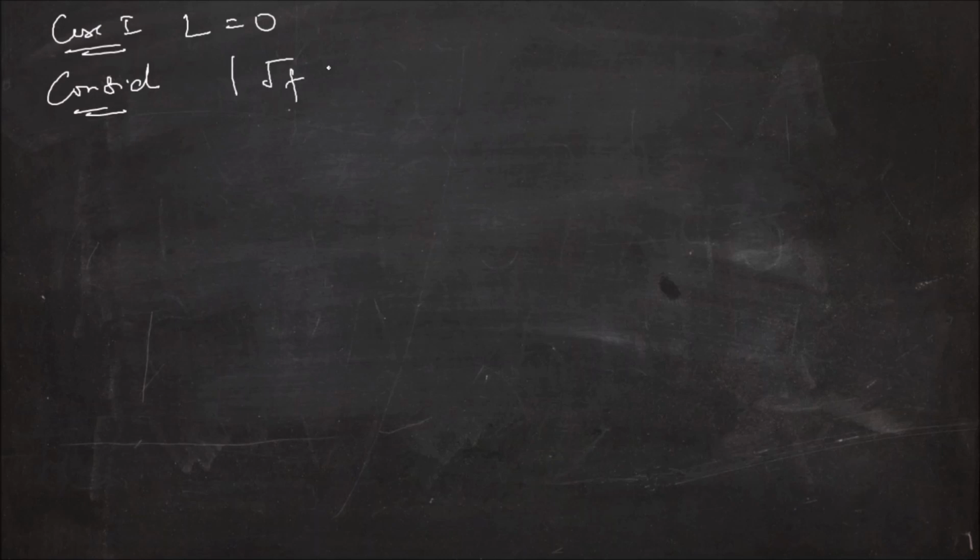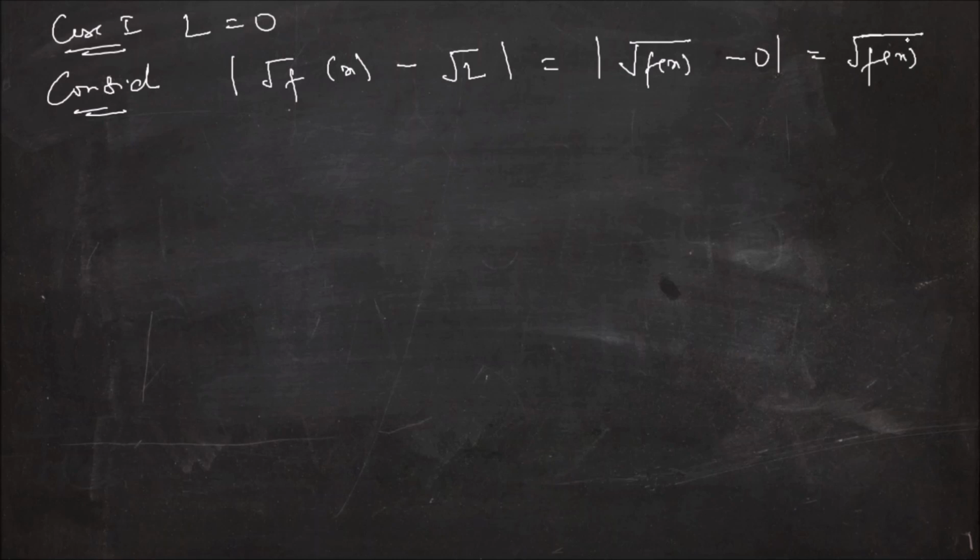So now we will proceed in two cases. Case 1, L is equal to 0. Consider root of fx minus root L. So this is nothing but root of fx minus 0, and because root fx is positive, this is equal to root fx. So mark this as a.